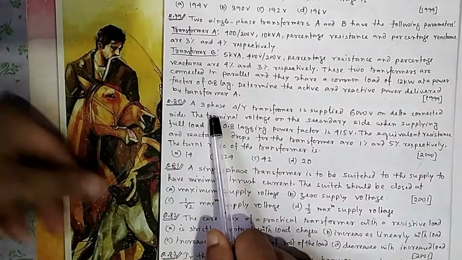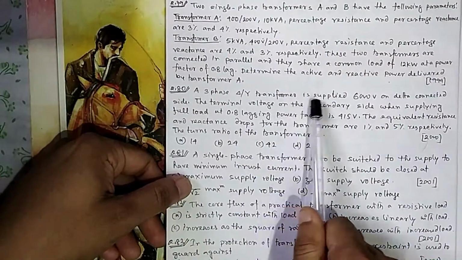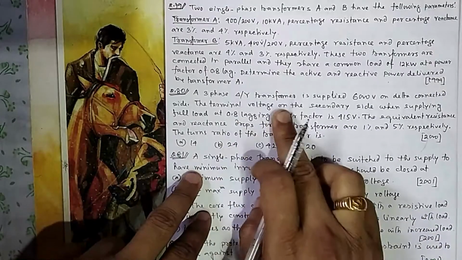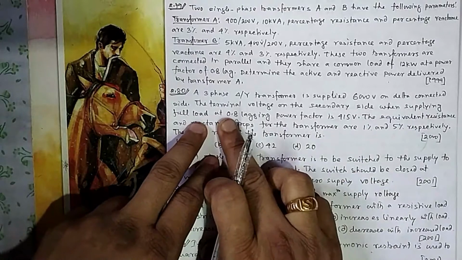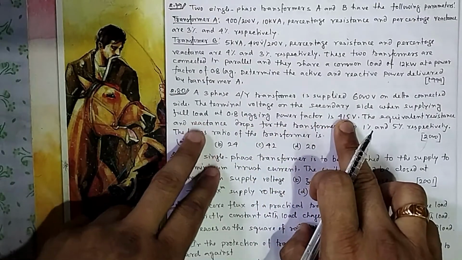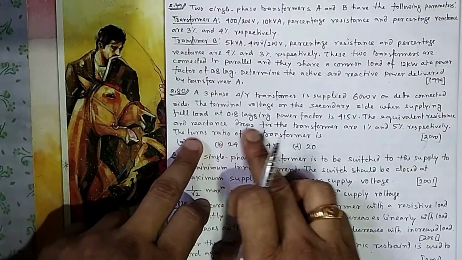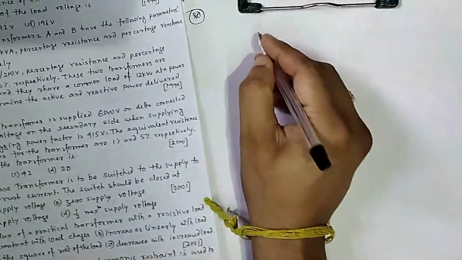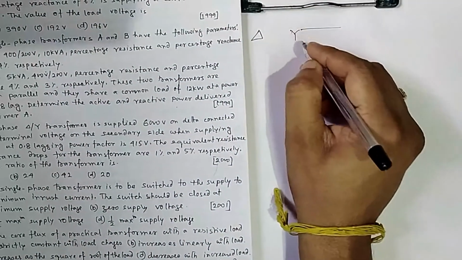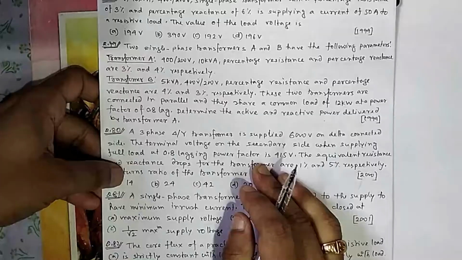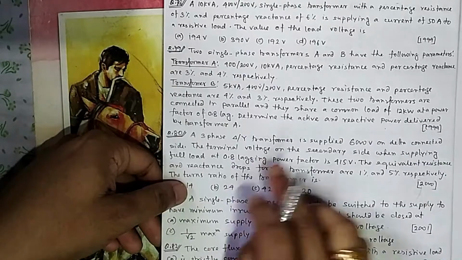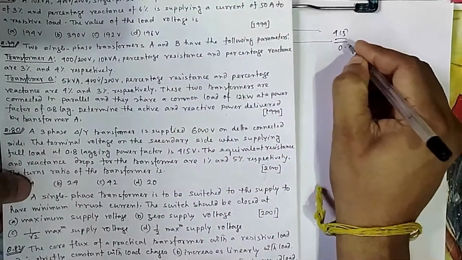In question number 80, a three-phase delta to star transformer is supplied 6000 volt on the delta connected side. The terminal voltage on the secondary side when supplying full load at 0.8 lagging power factor is this much. The equivalent resistance and reactance drops of the transformer are given. The turn ratio of the transformer is asked. So this is your delta to star, this is your delta connected, this is your star connected. Your terminal voltage is given as 415 when connected to full load at 0.8 power factor lagging.